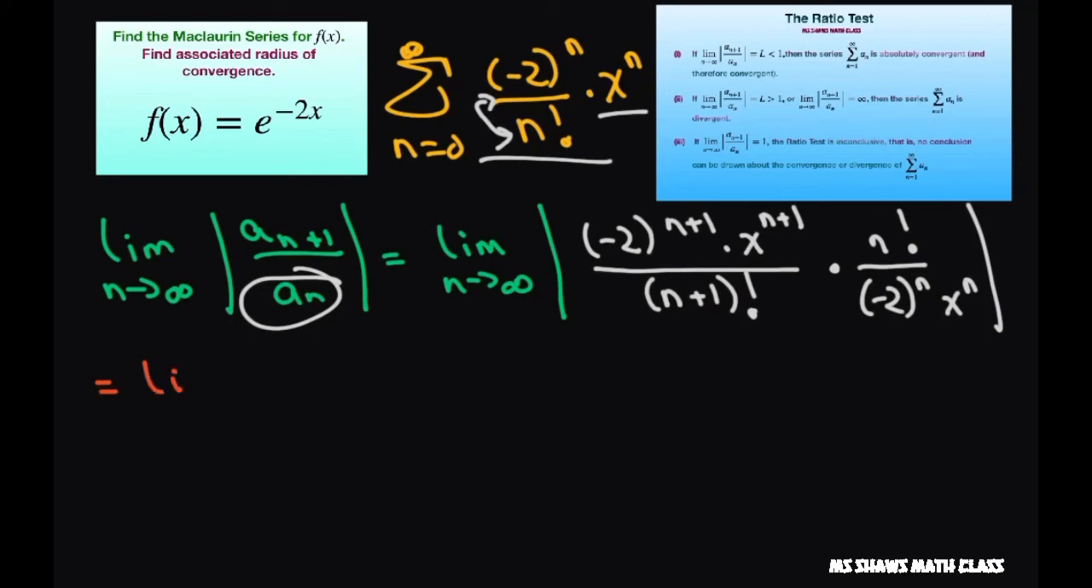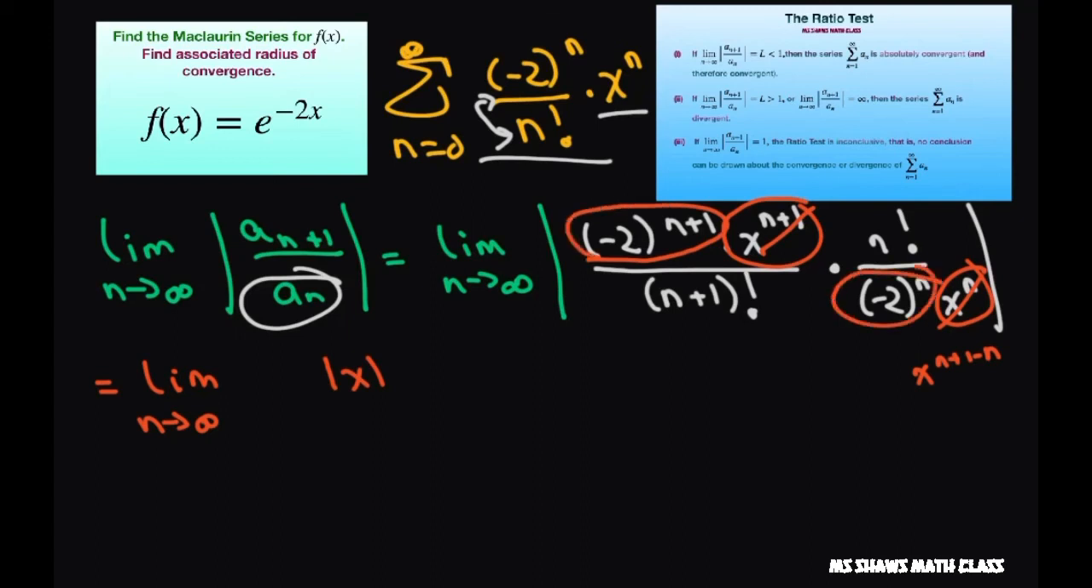Now looking at this, let's simplify as much as we can. This is going to equal the limit as n approaches infinity. For our x's here, if you have x to the n plus 1 minus n, that's just going to be x. I'll just put absolute value of x here. So we took care of that. Let's take care of this. This is just going to be the absolute value of negative 2, the same thing, negative 2 to the n plus 1 minus n. So the absolute value of negative 2 is positive 2.